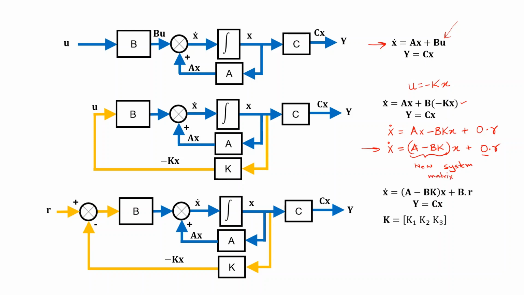Now A matrix is according to the system, B matrix is according to the system, but the K matrix is what we will decide. So if we decide K matrix, we can decide the poles of this whole new system matrix. So this is the technique known as pole placement, where we can place the poles of the system by measuring the state here.